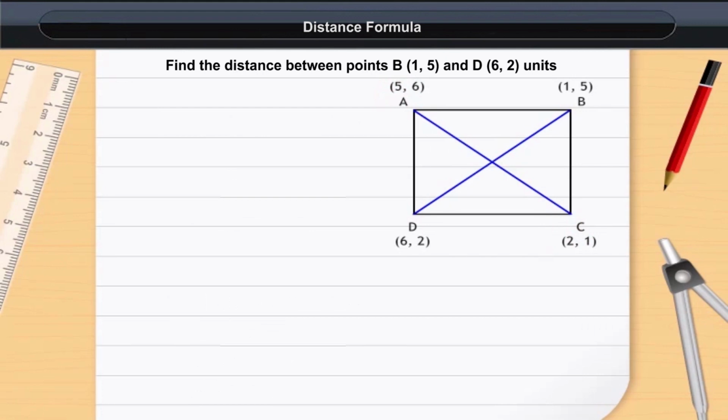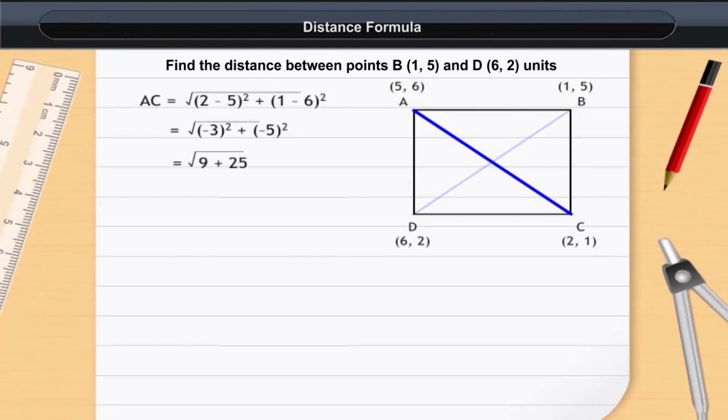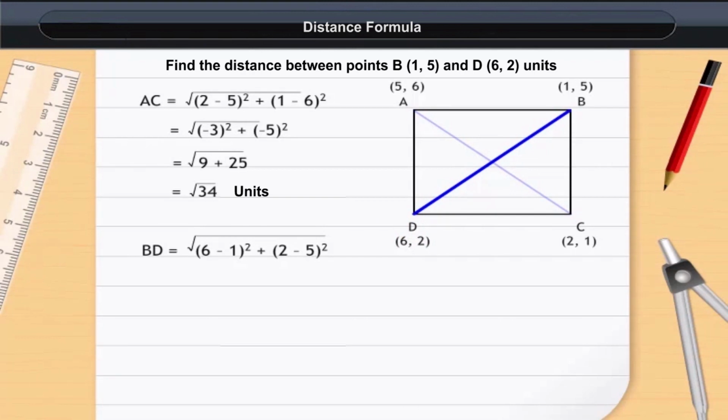The distance between points A (5, 6) and C (2, 1). This means AC is equal to square root of (2 minus 5) square plus (1 minus 6) square, is equal to square root of (minus 3) square plus (minus 5) square, is equal to square root of 9 plus 25, is equal to square root of 34 units.